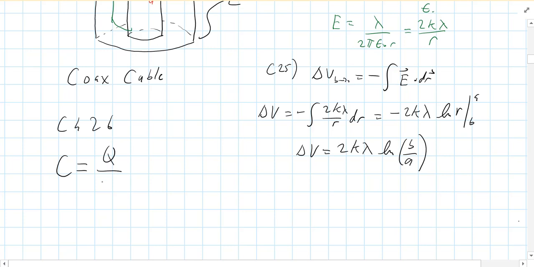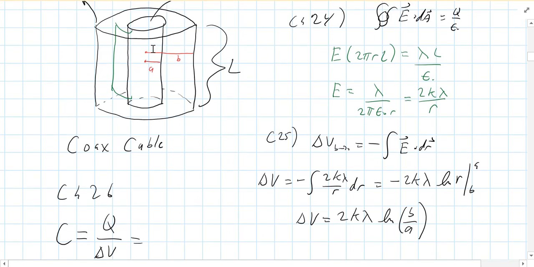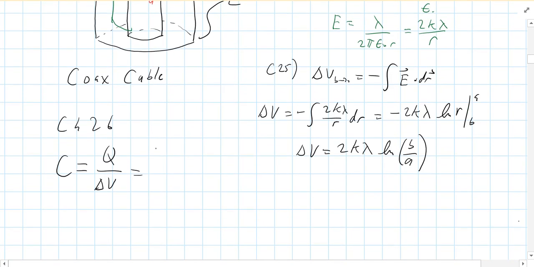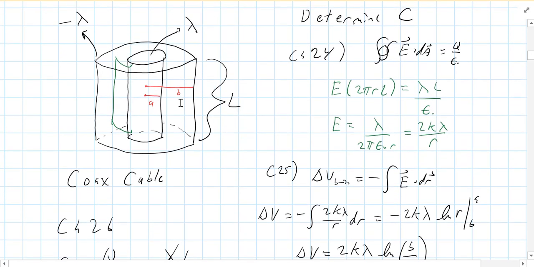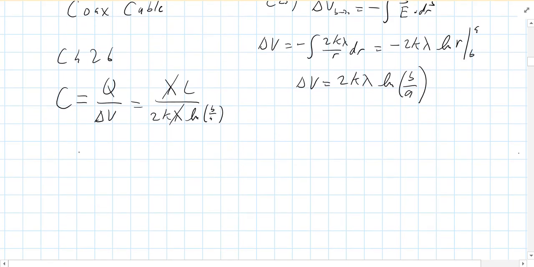Capacitance is defined as charge divided by change in voltage. The charge that we got on this inner conductor is lambda times L. So we've got lambda L over that change in voltage, which is 2k lambda natural log of B over A. The lambdas drop out as they should, because how good something is at storing charge should not depend on how much charge you've already put on it. And you get the capacitance is equal to L over 2k natural log of B over A.